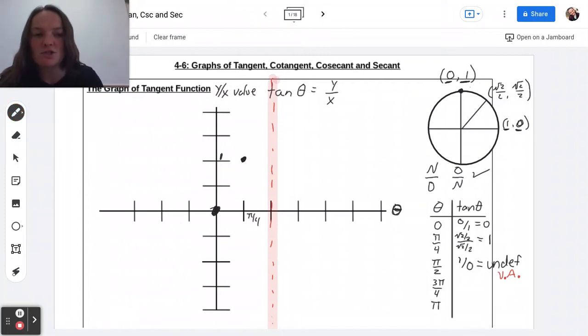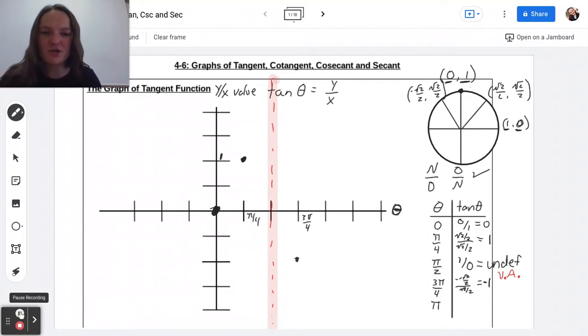Okay, so let's keep the pattern moving. The next value, let's try 3 pi over 4. At 3 pi over 4, our ordered pair is negative radical 2 over 2, radical 2 over 2. So if I say negative radical 2 over 2 divided by radical 2 over 2, I'm going to get negative 1. And so that means that at 3 pi over 4, I'm going to get negative 1, like this. All right, so that's our new ordered pair.